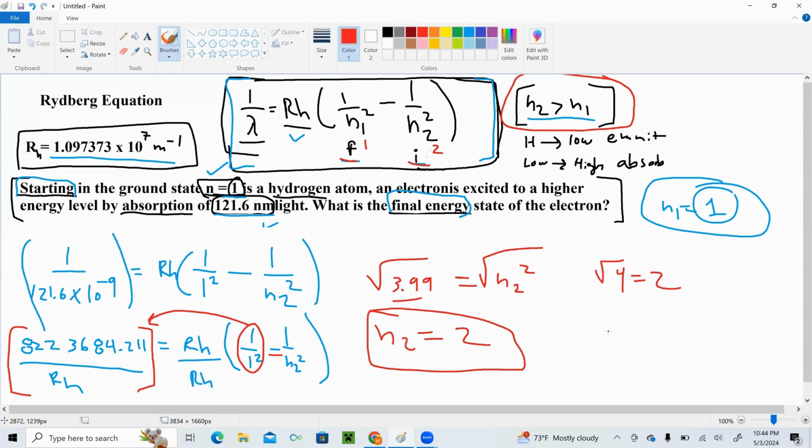I will upload another example of this. In the next video, I will be showing how to get the wavelength when you have these values, when you have n1 and n2. And that's it for this video.